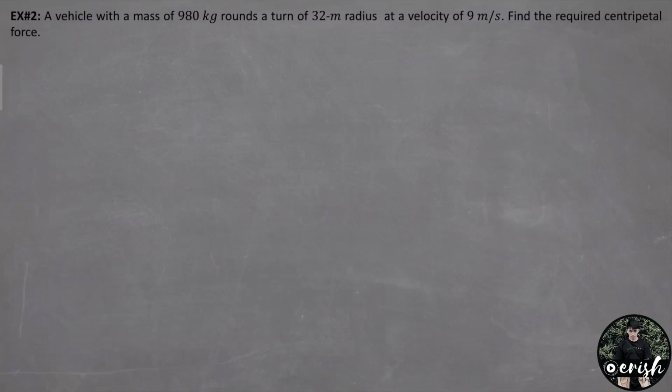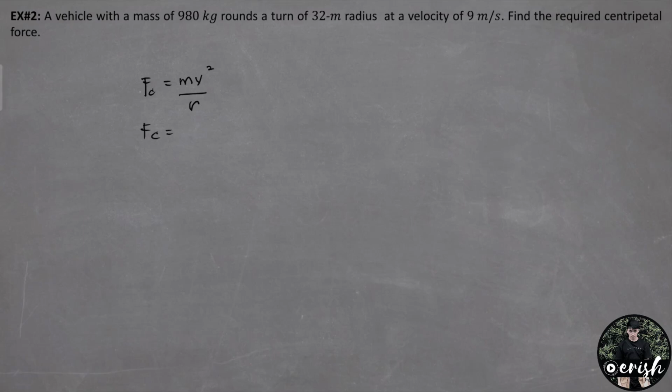Example number 2, a vehicle with a mass of 980 kilograms rounds a turn of 32 meters radius at a velocity of 9 meters per second. Find the required centripetal force. For the centripetal force in this problem, we have the equation F sub c, or the centripetal force itself, equals mass times velocity square over r. The radius is given, we have 32 meters. We also have the mass, 980 kilograms, and the velocity is also given. So therefore, we only need direct substitution to calculate the centripetal force.